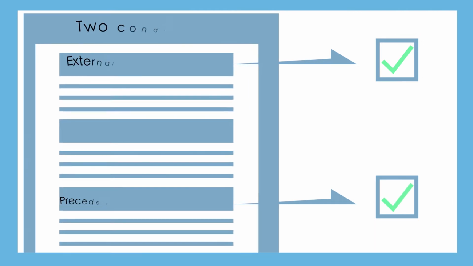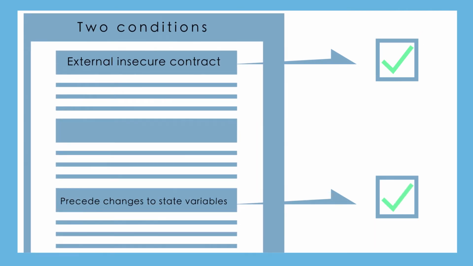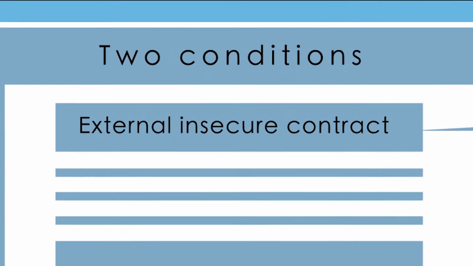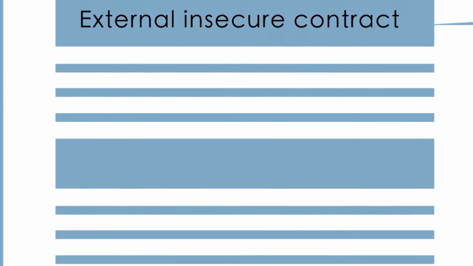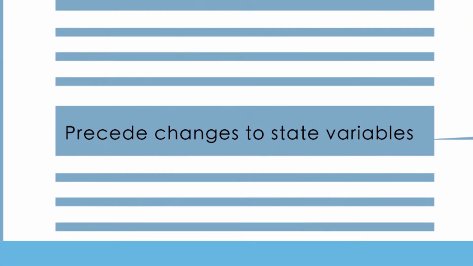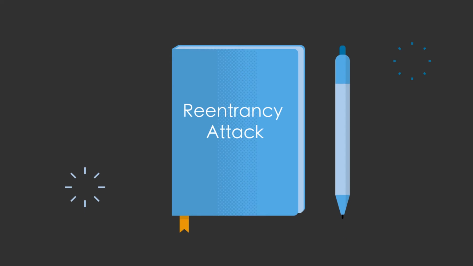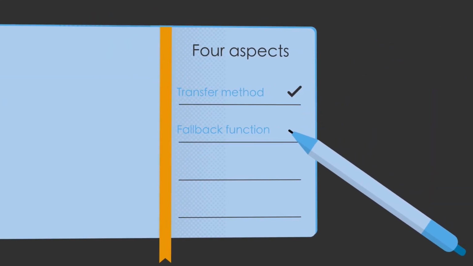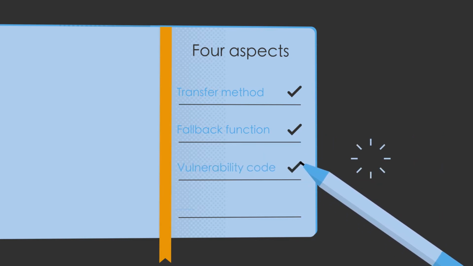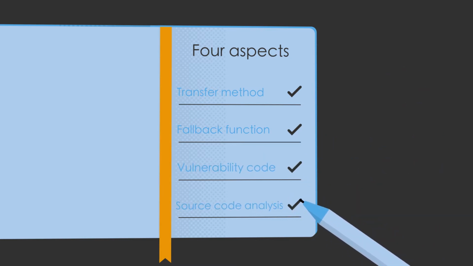To put it simply, there are two conditions for a reentry attack vulnerability to occur. An external contract is invoked, and the contract is not secure. Function calls to external contracts precede changes to state variables. Specifically, it can be understood from 4 aspects: transfer method, fallback function, vulnerability code, source code analysis.